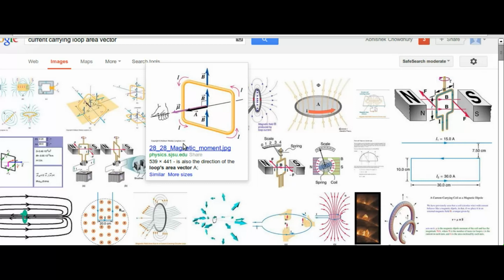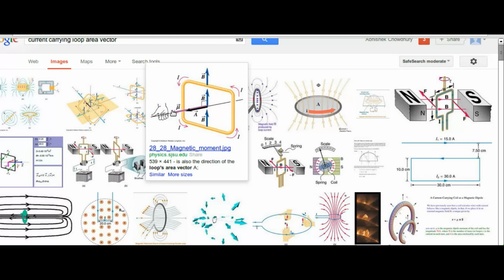The direction, whether it is coming out or going inside, is given again by the right hand thumb rule. The only difference here is that now you have to curl your fingers. See, he is curling his fingers along the direction of the current. Here the current is flowing in the anti-clockwise direction.